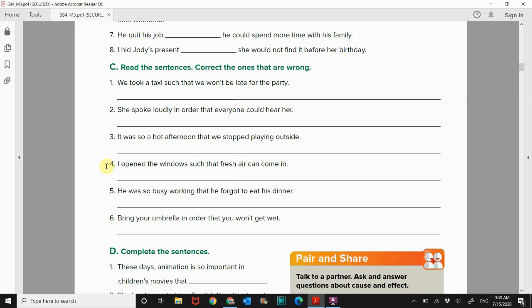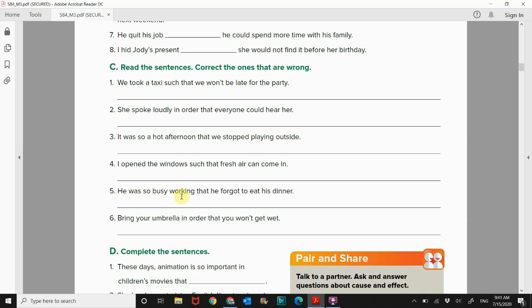Number 4, I opened the windows such that fresh air can come in. All right, this is incorrect. I opened the windows so that fresh air can come in. Number 5, he was so busy working that he forgot to eat his dinner. All right, so working is not a noun, it's a gerund functioning as an adjective. So he was so busy working that he forgot to eat his dinner.